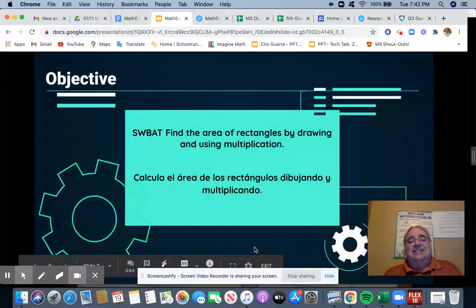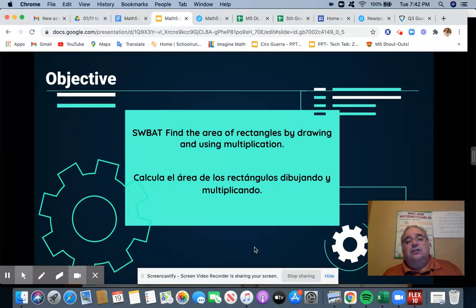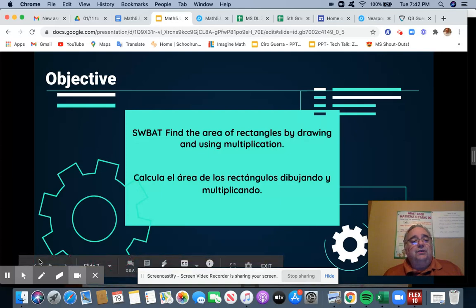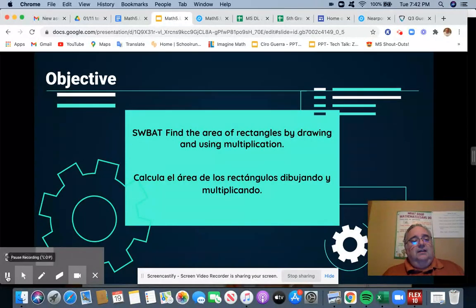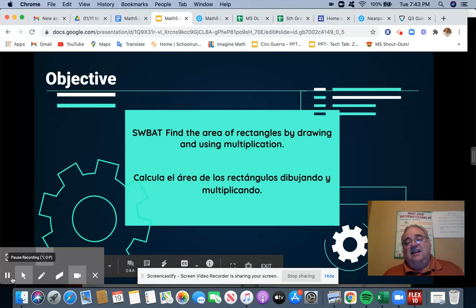Excellent. Let's continue. Oh, I'm going to ask for a brave scholar to read the objective. Pausing in 3, 2, 1, pause. Excellent. A scholar will be able to find the area of rectangles by drawing and using multiplication. All right, I'm going to be pausing the video here. Going to see you in the next slide in 3, 2, 1.